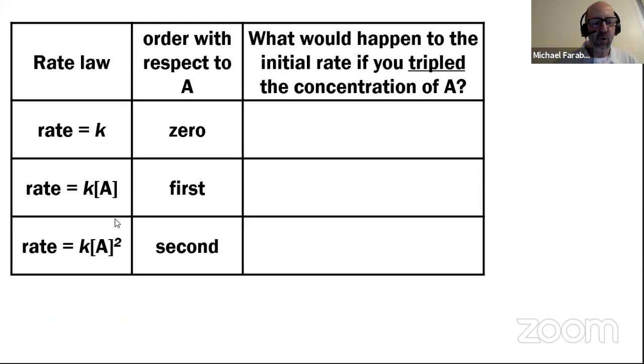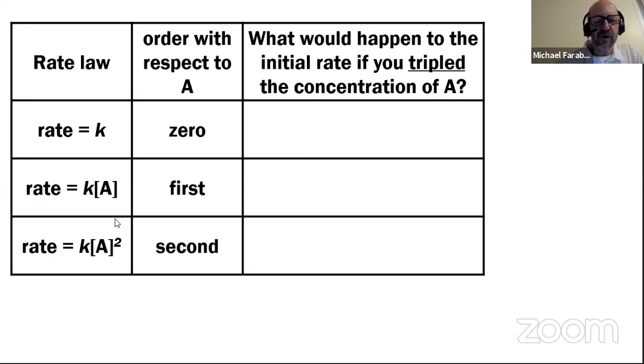So you could have a 0 order rate law. So that means the concentration of the reactant A raised to the 0 power is just 1. You could have a first order rate law. So the rate constant times the concentration of A to the first power. And you can have a second order rate law. So the rate equals the rate constant times the concentration of A to the second power.